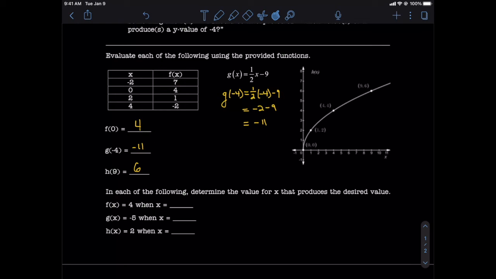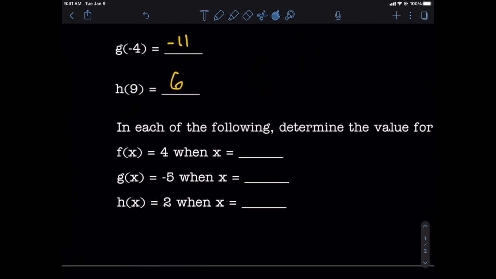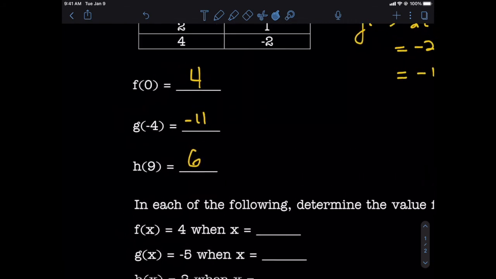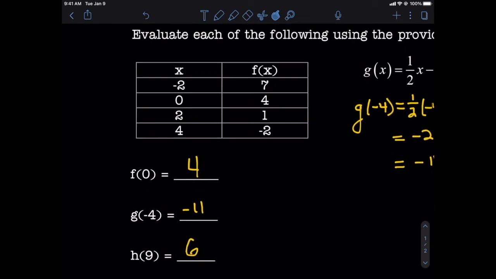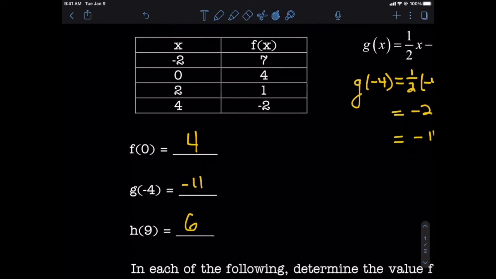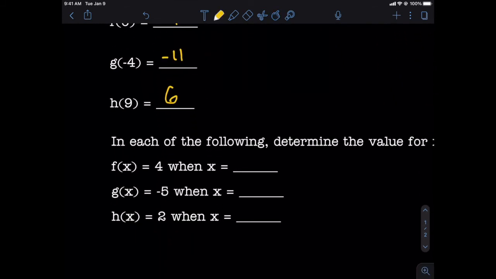Now let's go ahead and work in the opposite direction. Each of these problems in the bottom wants to know which x makes this y. To find out which x value makes f of x equal to 4, we're going to go back to our table, look for where y is equal to 4, and note what the x value is. Here's where y is equal to 4. Notice that x is equal to 0. Therefore, f of x equals 4 when x is equal to 0.